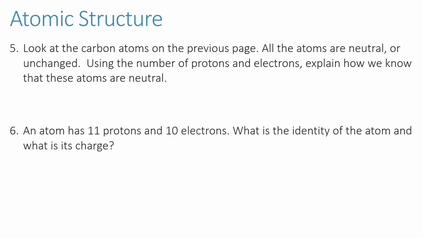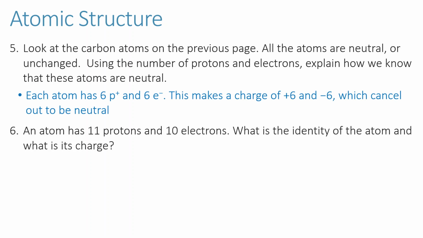So I'd like you to go ahead and pause this video and work on the next couple of questions and return here when you are ready to check your work. Looking at those carbon atoms, these are all neutral or uncharged. How do we know that this is neutral? Each atom has 6 protons and 6 electrons. Think of 6 protons as plus 6 and 6 electrons as minus 6. When you combine plus 6 and minus 6, you get 0, or neutral charge.